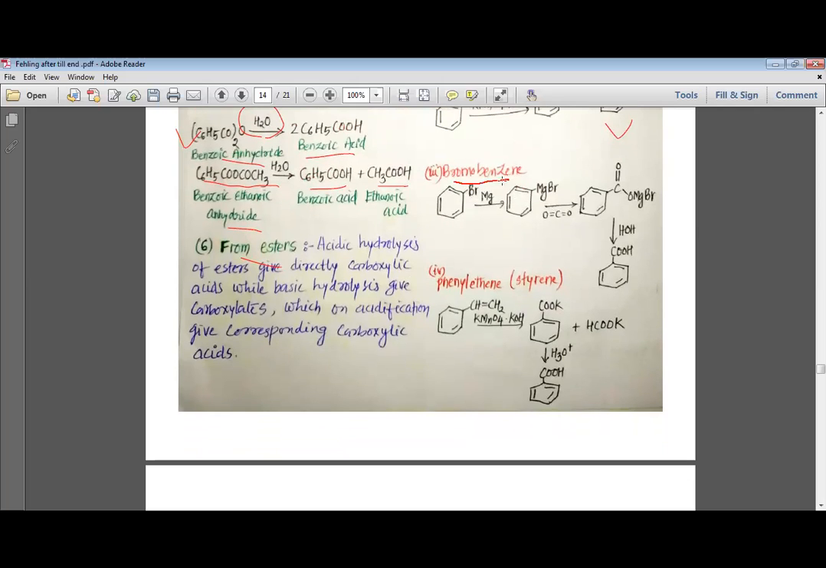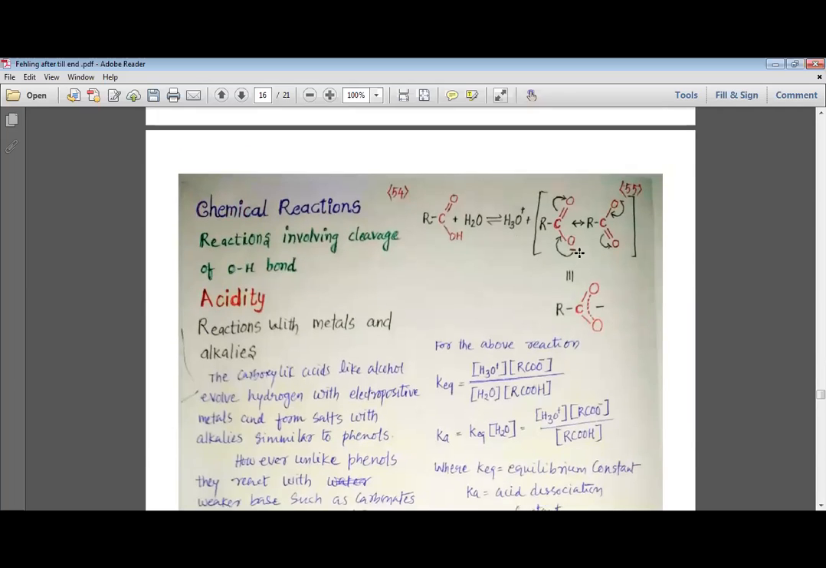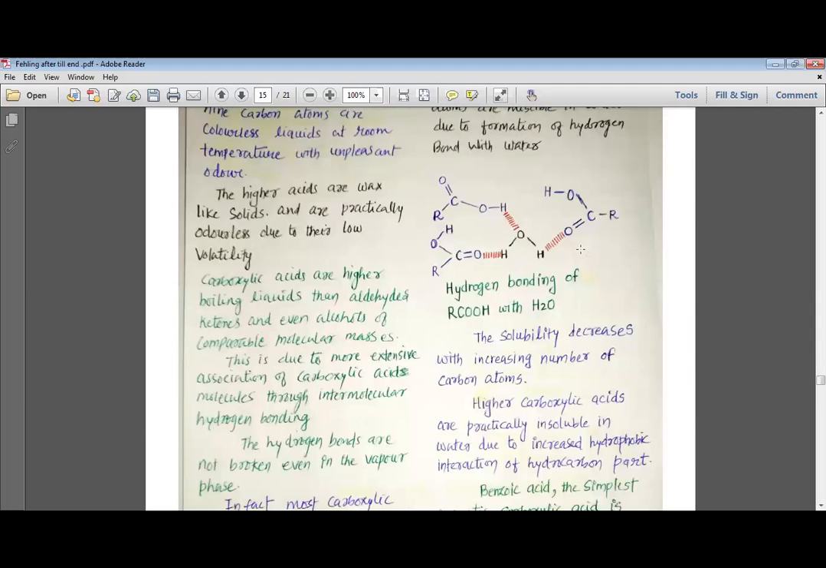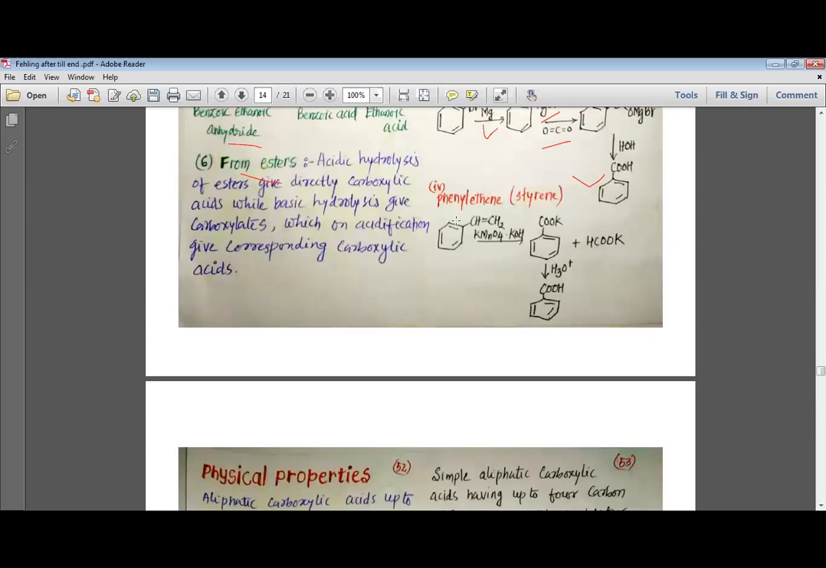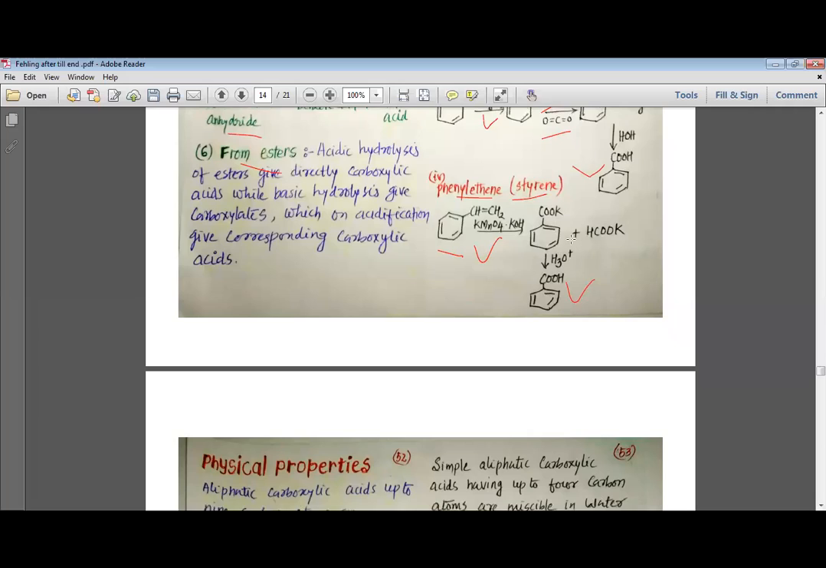We have converted bromobenzene into benzoic acid by allowing bromobenzene to react with magnesium in the presence of ether to get Grignard reagent. And when this Grignard reagent is allowed to react with dry ice, we get benzoic acid. We have even prepared carboxylic acid from benzene which is having the alkene. So here we have the example of phenylethene or styrene. Phenylethene or styrene on oxidation with the strong oxidizing agent KMnO4 gives us the benzoic acid.